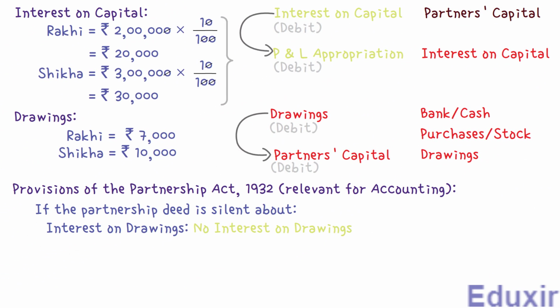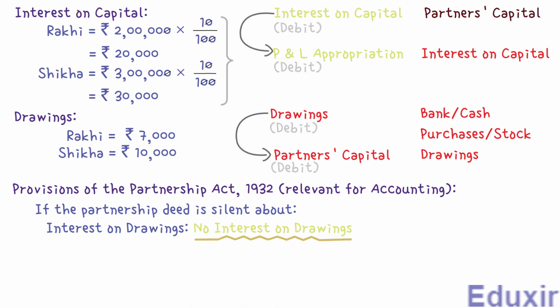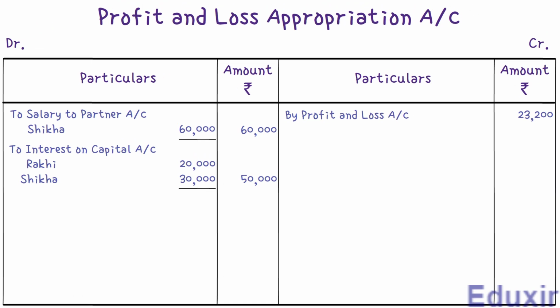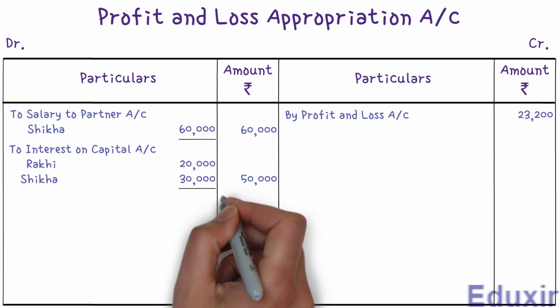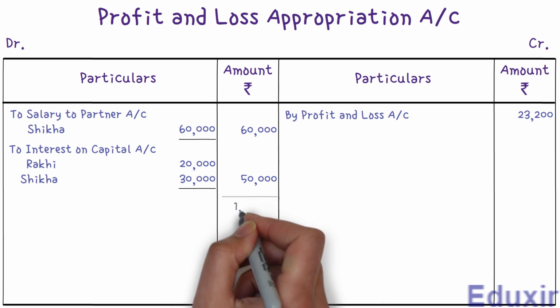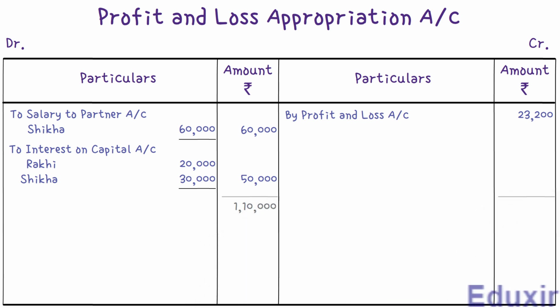Usually, if there is any interest on drawings, then we transfer it to the profit and loss appropriation account. But we have seen that there is no interest on drawings, so we don't have to deal with it. The next step would be to calculate the amount of profit that should be appropriated or distributed among the partners. Now, the total on the debit side of the profit and loss appropriation account is 1,10,000 rupees. And the total on the credit side of the profit and loss appropriation account is 23,200 rupees.